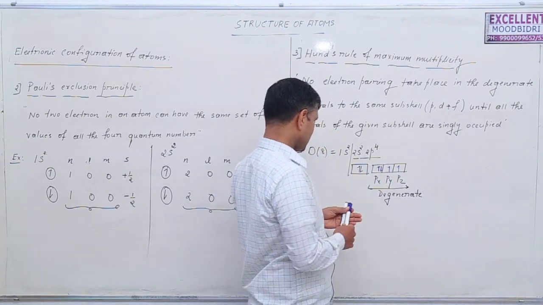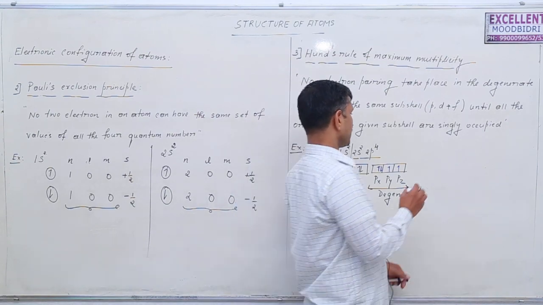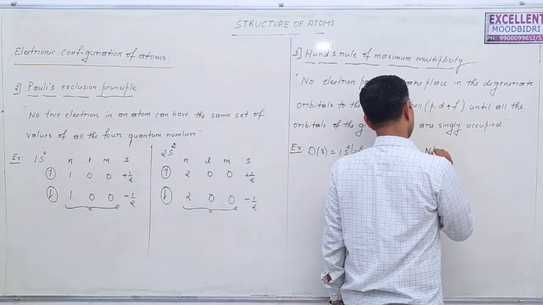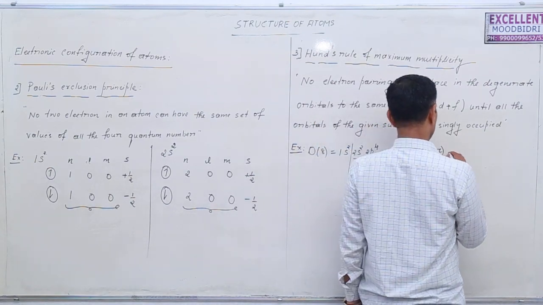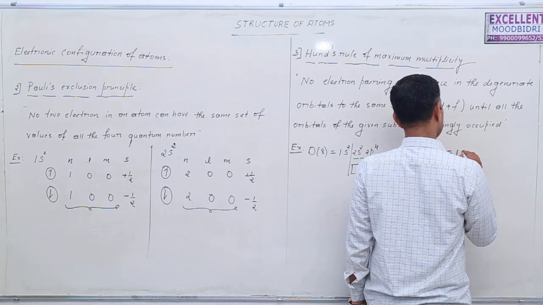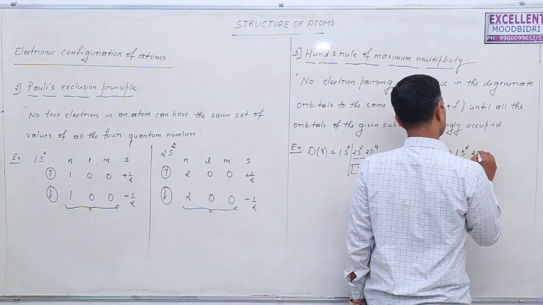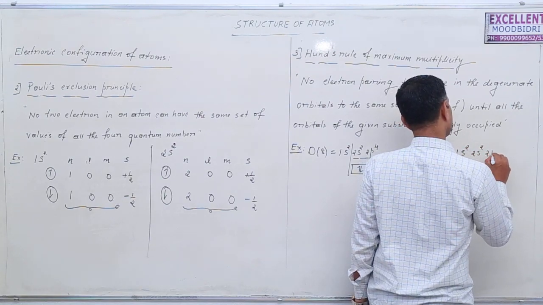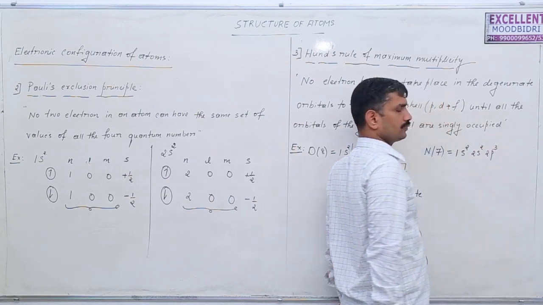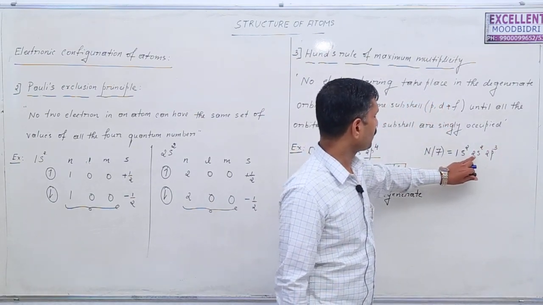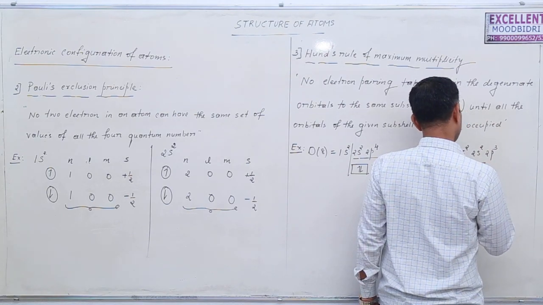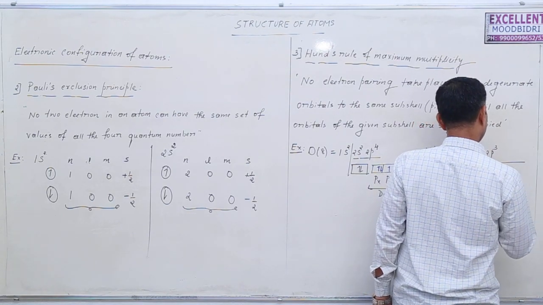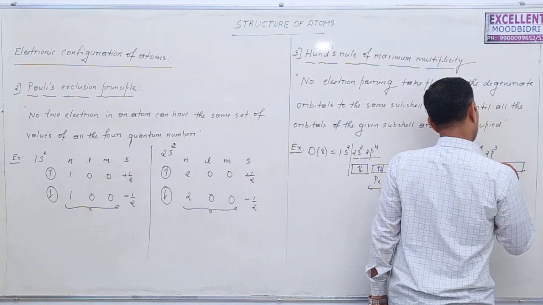I take one more example. Nitrogen as an example, atomic number 7. The configuration is 1s2, 2s2, 2p3. Here 2s, no problem, only one orbital. Two electrons can be accommodated. That's correct. For 2p, how to fill up the electrons?